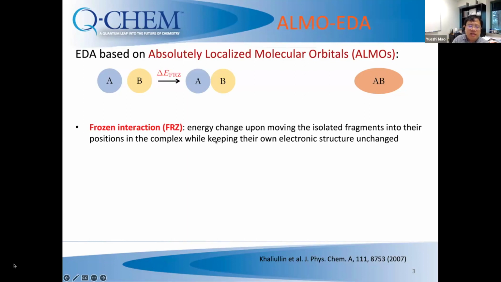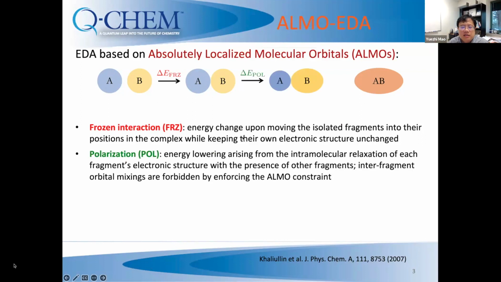The first intermediate state is called the frozen state. In this state, you just bring these monomers together into the complex geometry, but the molecular orbitals of these monomers are not relaxed. They are frozen in the isolated monomer state. The energy difference between this frozen state and the isolated monomer state is defined as the frozen interaction energy.